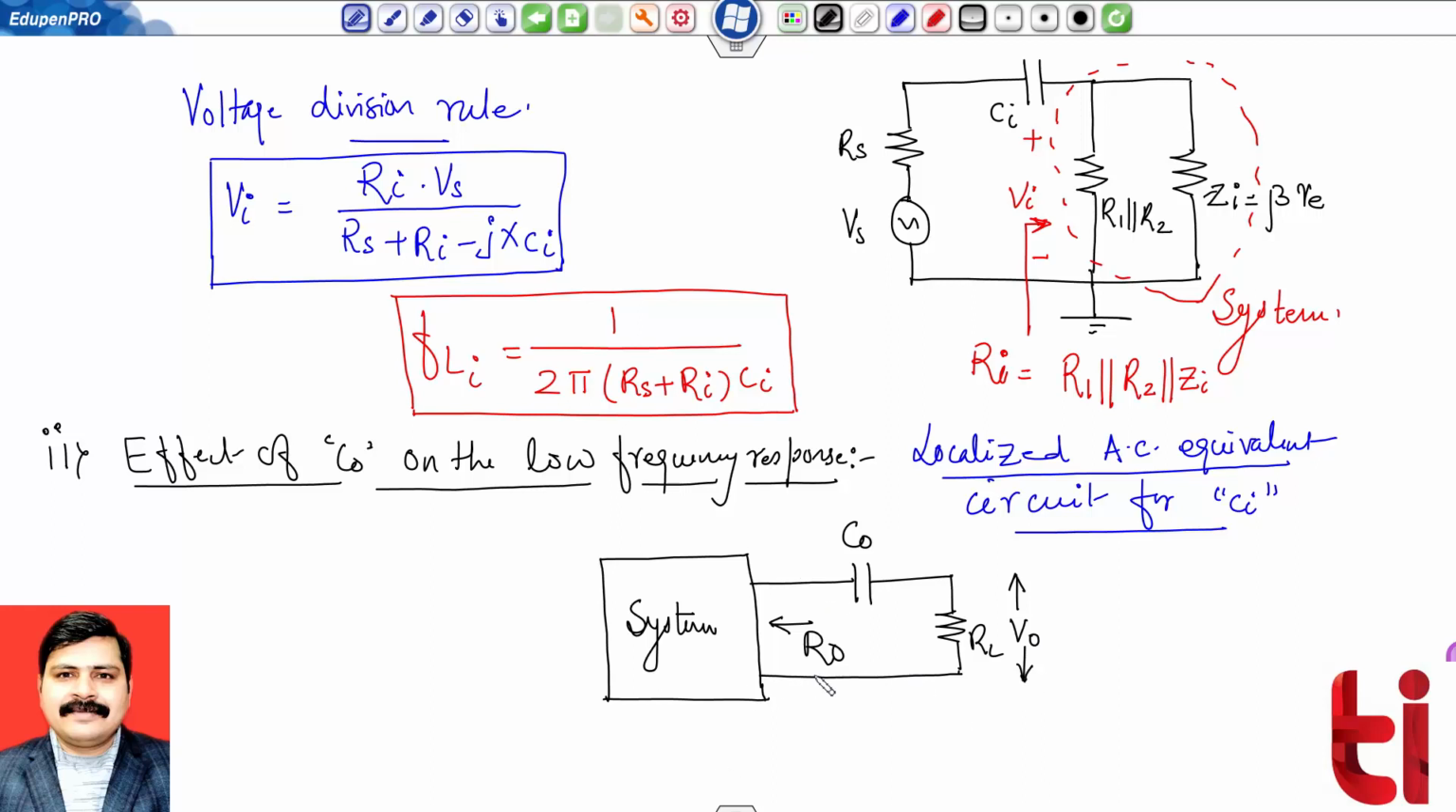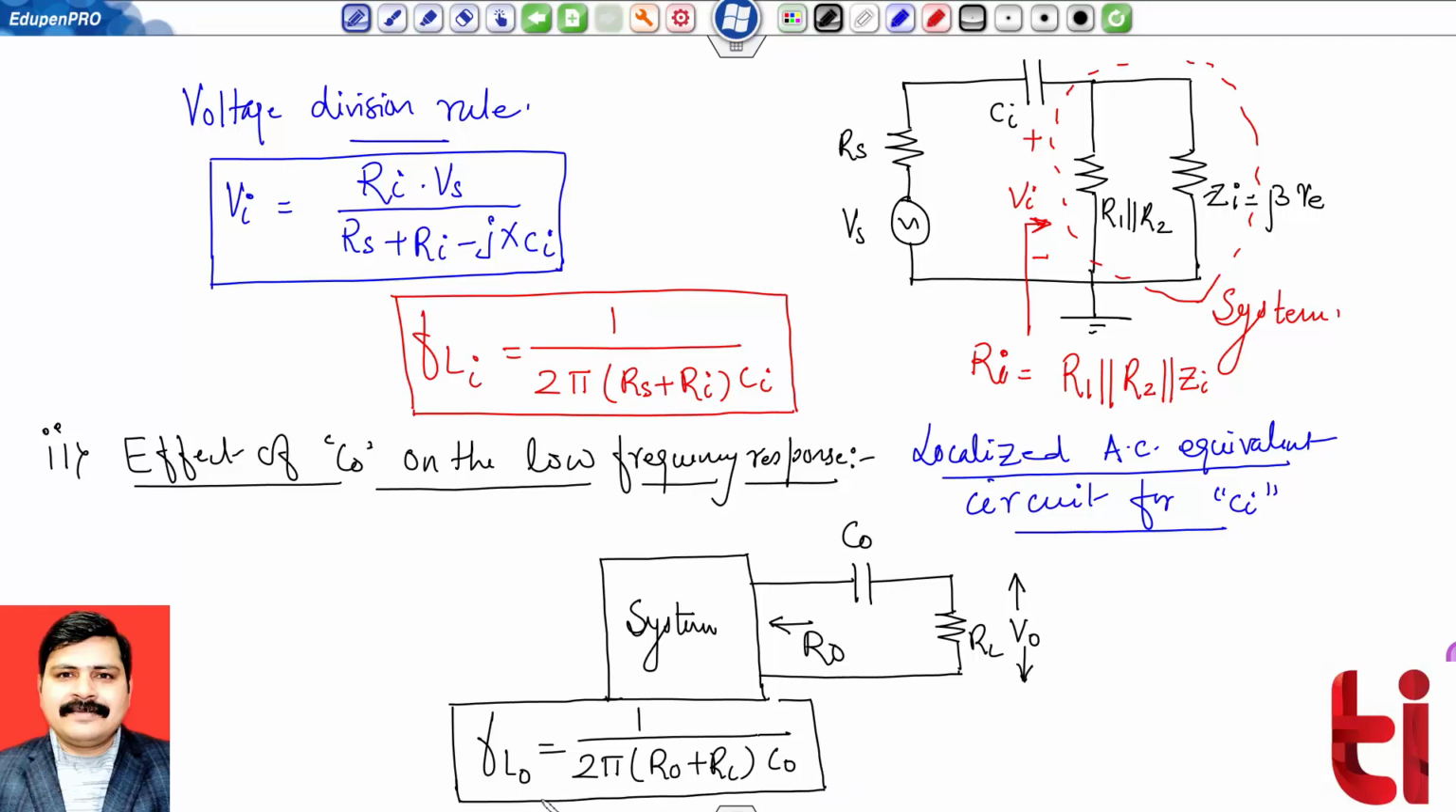With this RC combination, my lower cutoff frequency, now I am defining as f_L naught. The notation naught represents the inclusion of the coupling capacitance C naught, which we have coupled to the output side, and it will have a series resistance of R naught and RL. So my R will be replaced by 1 upon 2 pi times R naught plus RL times C naught. So let's see the role of this coupling capacitance.